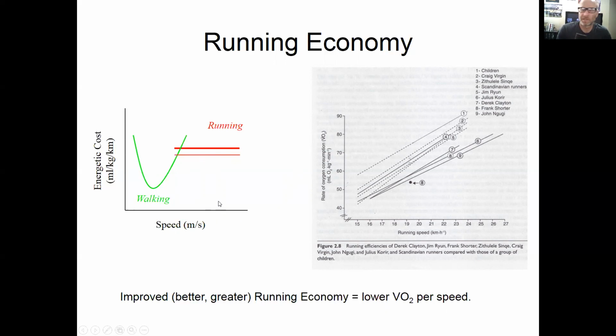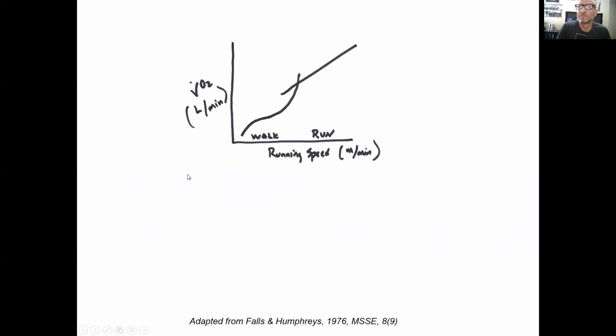I'll explain some of the math behind it, because a lot of people get hung up on this idea that it's the same amount of oxygen regardless of speed for running. So let's look at the math of it. Here's some data from Falls and Humphreys. These data are rate of oxygen consumption, liters per minute, over running speed, meters per minute. I'm using these units because I'm going to do some math here in just a second. If we look at walking and the rate of oxygen consumption, it will follow this sort of curved path. And then for running, which is this part of the line here, it's a straight line.